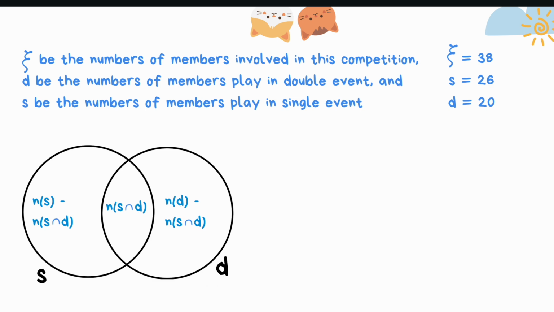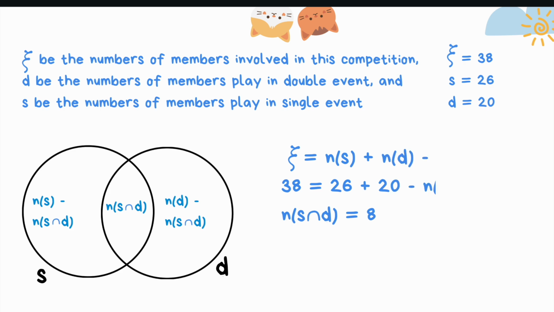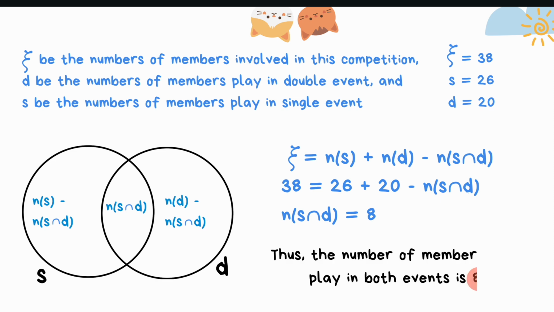Next is to try to derive a mathematical equation from it, which is: the universal set, or the total number of players involved, equals the number of elements in set S plus the number of elements in set D minus the number of elements in the intersection of sets S and D. Now we can just substitute in the numbers and calculate it to get the answer, which is 8. Hence, the total number of members that play in both events is 8.